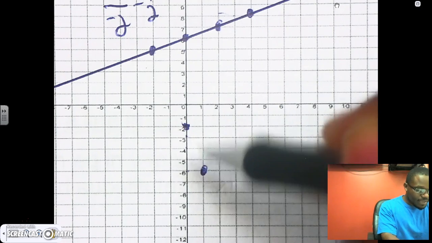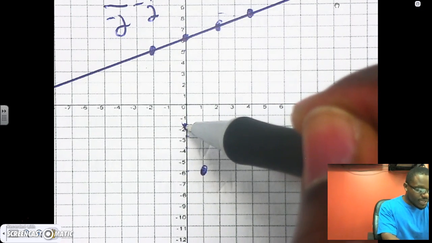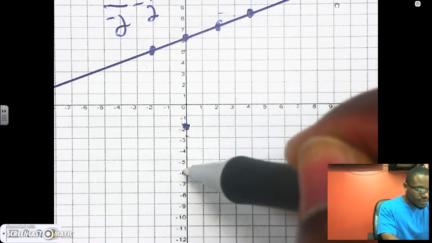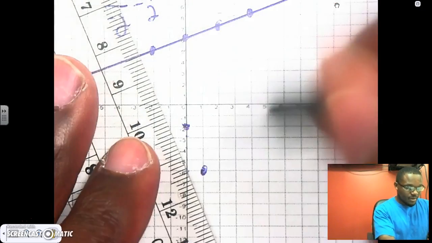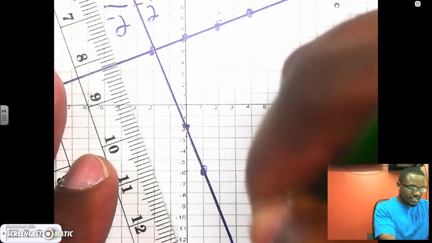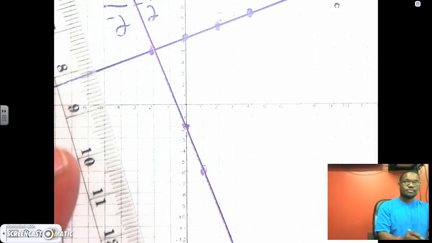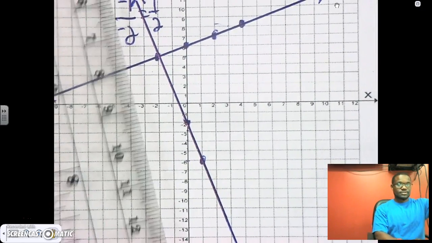Notice how I'm counting. I'm not saying 1, 2, 3, 4. I'm picking up my pencil, and where I land is 1. Down 1, 2, 3, 4, to the right 1. Remember, we talked about this a while back. Negative slopes go down from left to right. Positive slopes go up from left to right. So that's how you would graph those 2 lines right there.